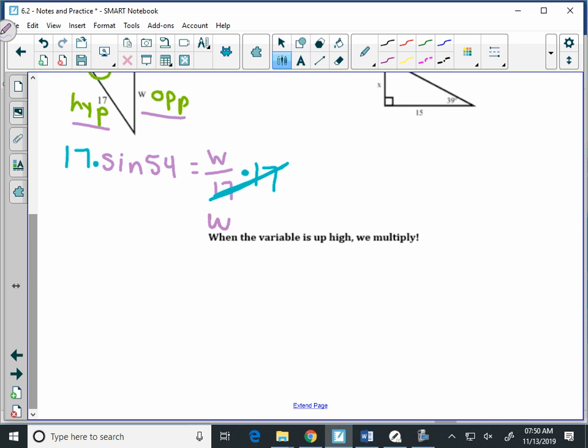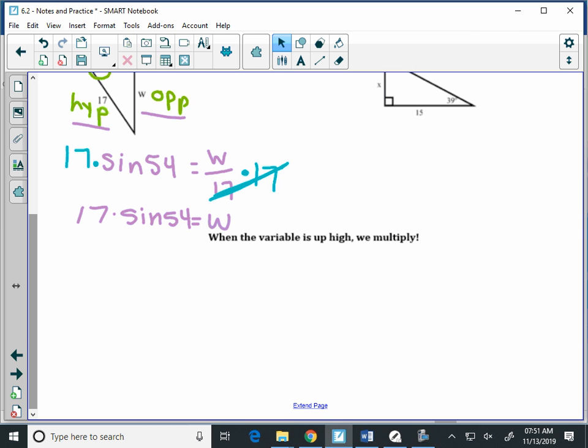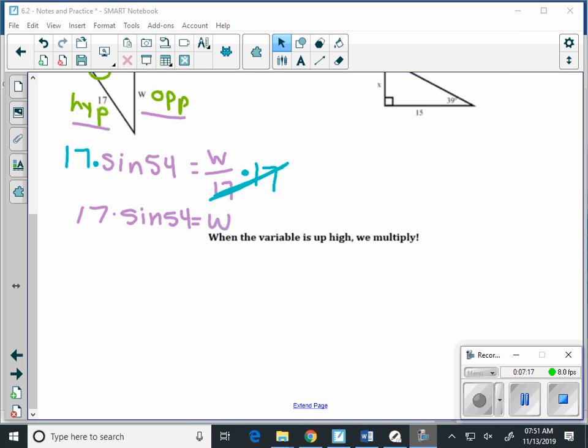W is now by itself. W is equal to 17 times the sine of 54. We then need to plug that in our calculator to figure out what W is. I'm going to show you both ways. I'm going to show you Desmos and I'm going to show you graphing calculator.